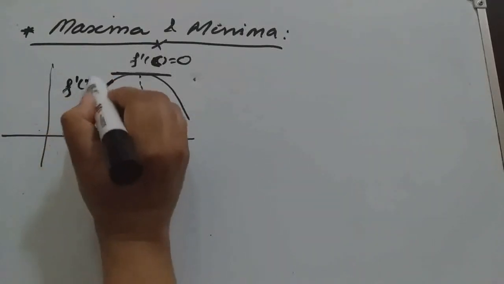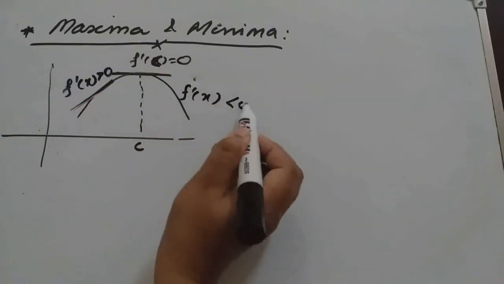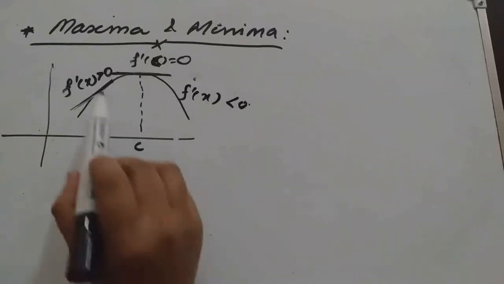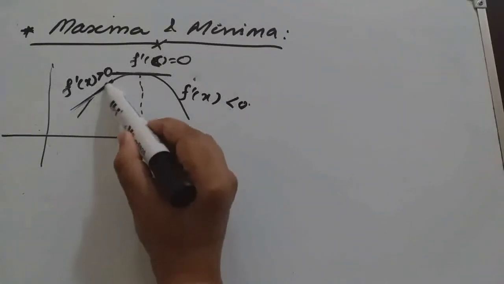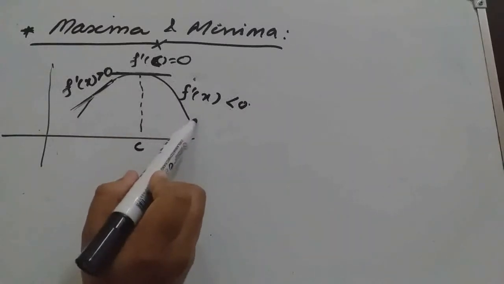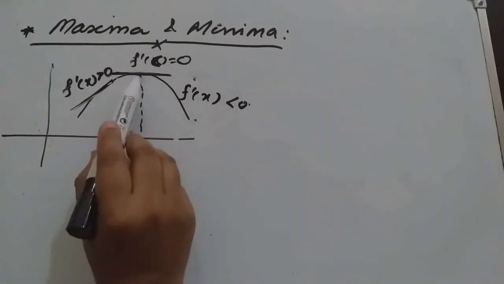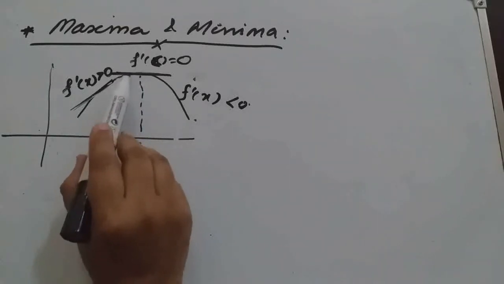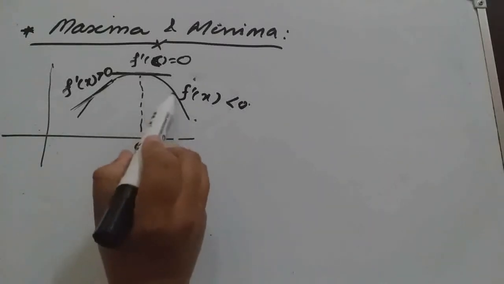derivative of the function is positive and here derivative of the function is negative. So we say that here function is increasing, derivative positive, function is increasing, here function is decreasing. So see, at point C turning has occurred, where derivative value changes from positive to negative. So one turning point has come here.